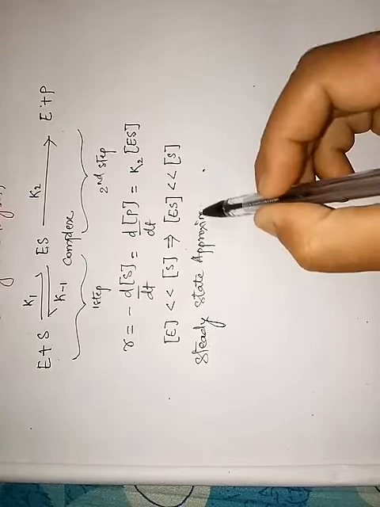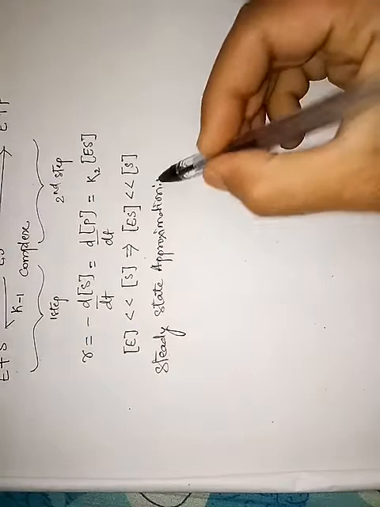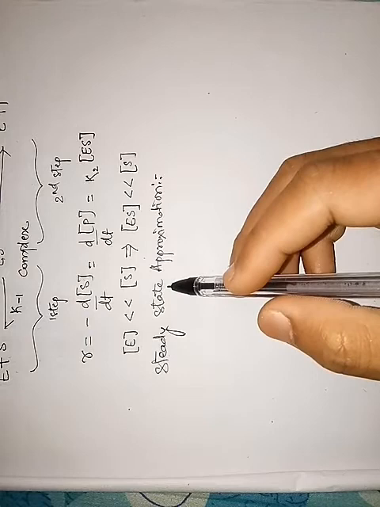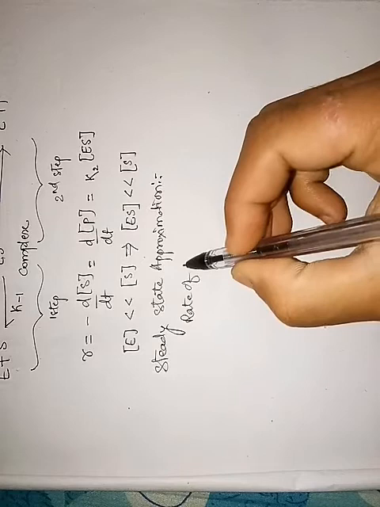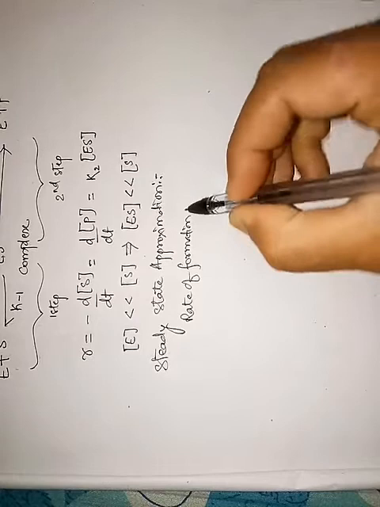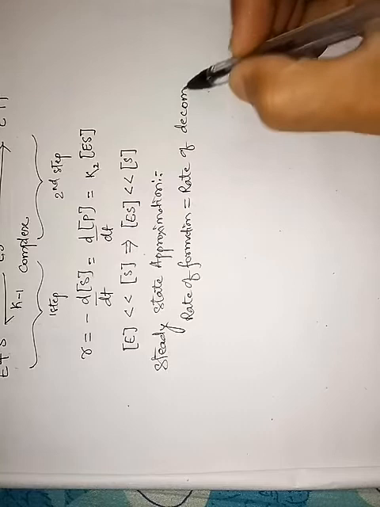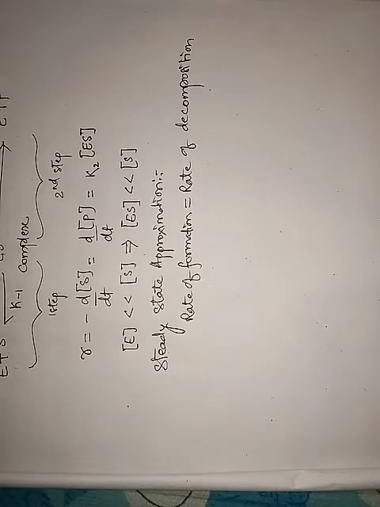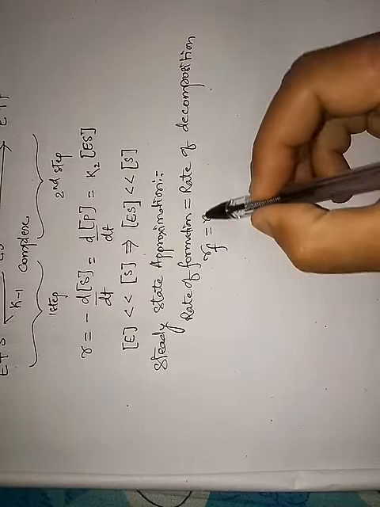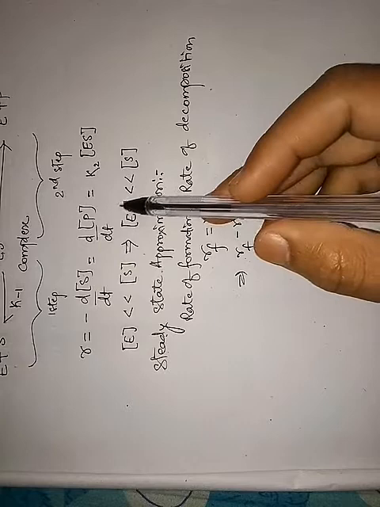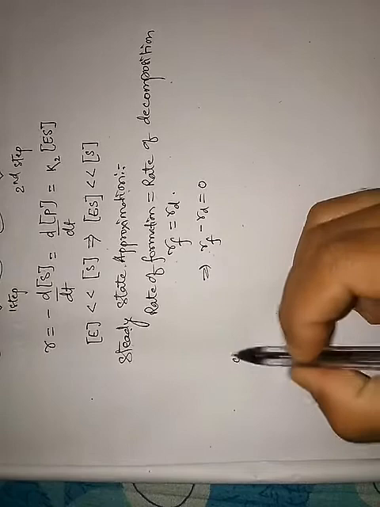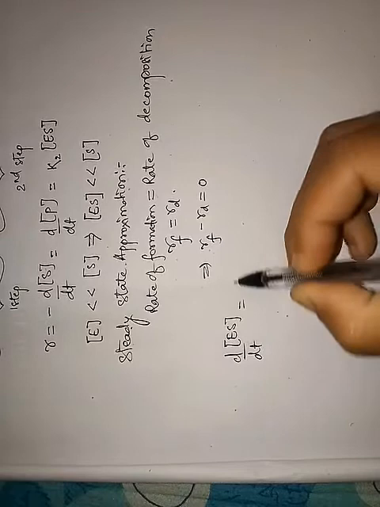steady state approximation. The basic thing about the steady state approximation is that it is used to calculate the rate of reaction of any intermediate. According to this approximation, the rate of formation is equal to the rate of decomposition. So rate of formation RF is equal to rate of decomposition RD, or you can also write RF minus RD is equal to zero. Now we are going to apply this steady state approximation to the enzyme substrate complex ES. So we can write that the change in the concentration of enzyme substrate complex is equal to its rate of formation minus rate of decomposition, which is equal to zero.